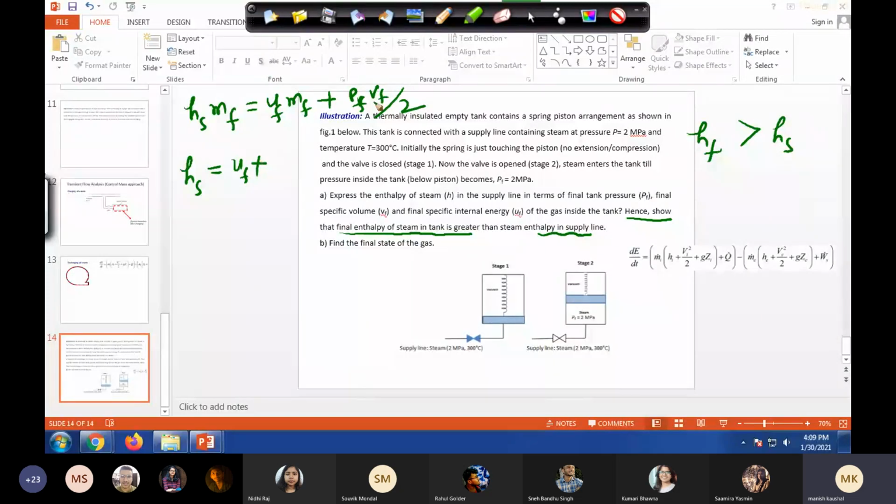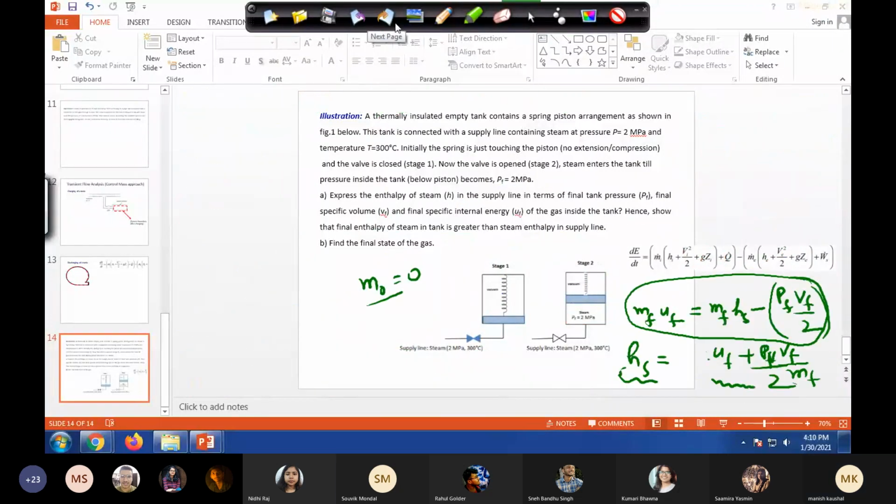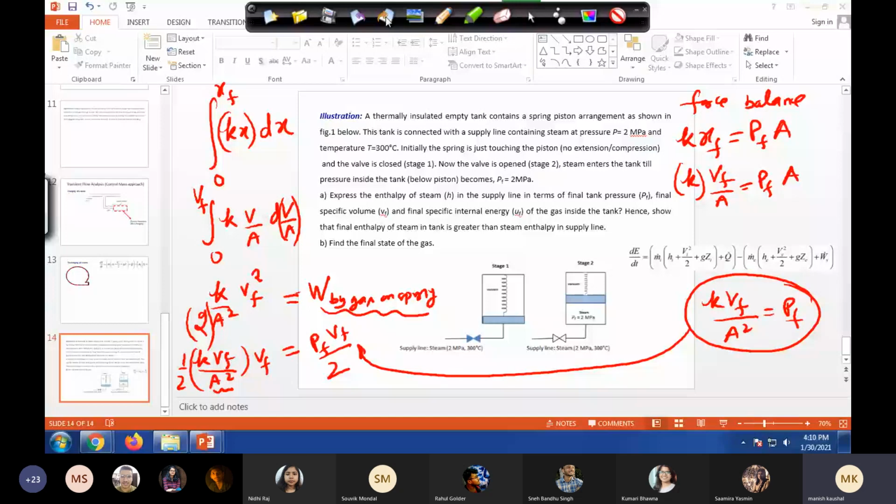Can anyone tell me, is this VF specific volume or total volume? Now I got that missing ingredient. Let's go back. This is V cut, total volume, because on that slide where we did the force balance, you remember you are taking the total volume. That was a mistake, not a mistake, we just overlooked this. This is V cut, total volume.